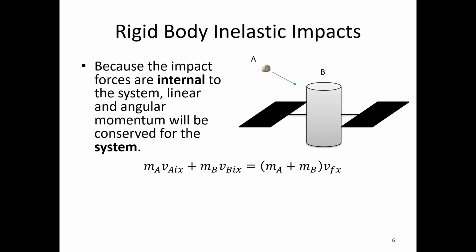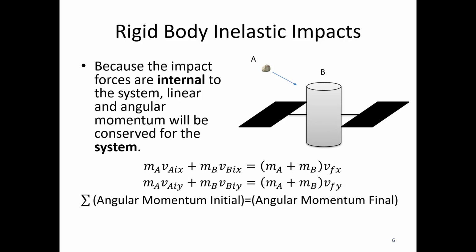So this includes the momentum in the x direction, which is going to have the separate bodies first, so the momentum of A plus the momentum of B equals the combined mass times velocity, so momentum final for the combined system. We can do that in the x direction, we can do that in the y direction, and then we have the angular momentum. So we've got angular momentum of the two separate bodies initially, and then one final angular momentum at the bottom here.